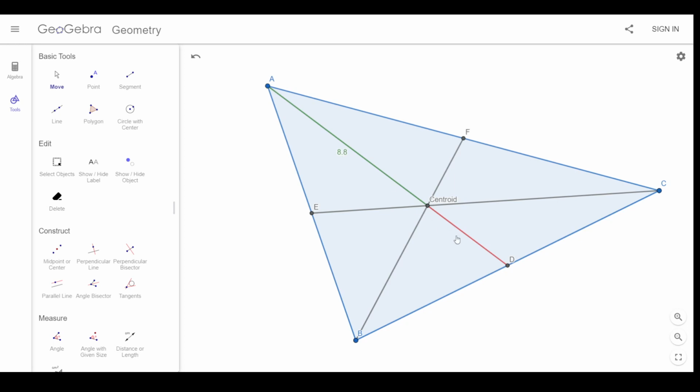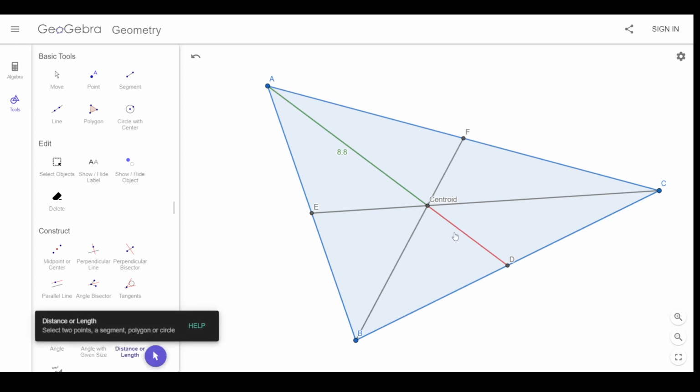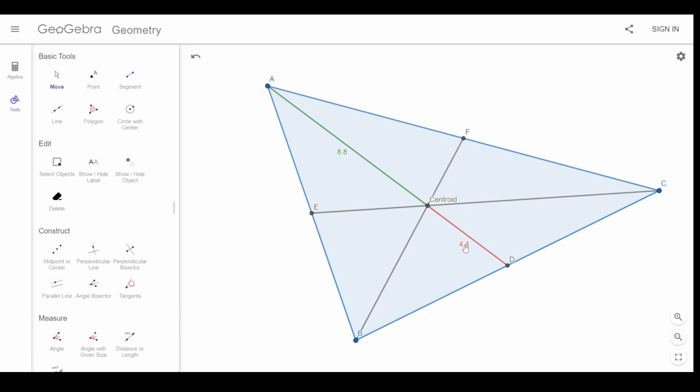So, very good. So what do you think, if that's true, right? If this is half of this, what do you think this one's going to be? It's going to be 4.4. Hopefully it is. Let's see if I did it right. And look at that. Lo and behold, it's 4.4. All right, pretty cool, huh?